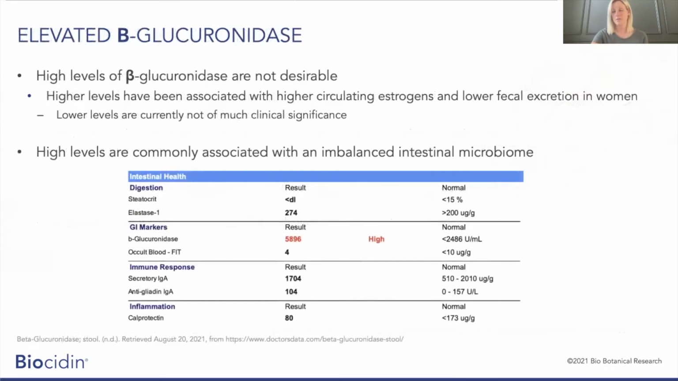High levels of beta glucuronidase are not desirable, as you can imagine. Higher levels have been associated with higher circulating estrogens and lower fecal excretion in women. Lower levels clinically are not of much significance currently that we've seen, but high levels are commonly associated with an imbalanced intestinal microbiome. And you can see here, this is a sample report of one of my patients.